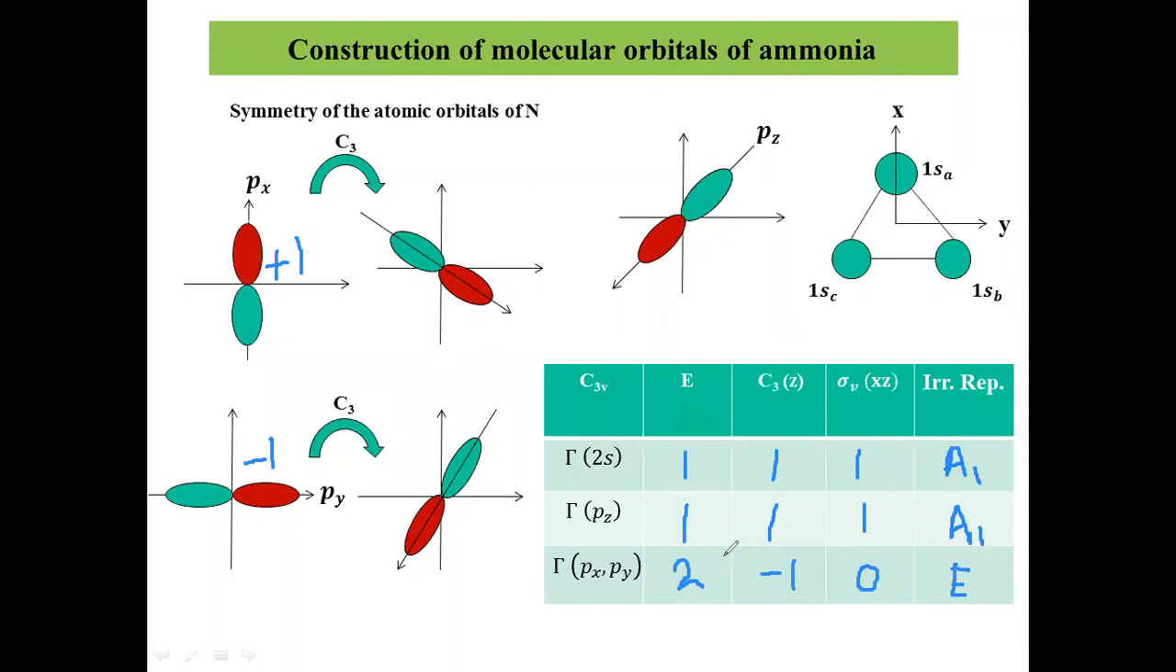So what do we get? We get the valence orbitals of a nitrogen atom, 2s and 2pz, both of them totally symmetric. So A1, A1. And Px, Py, they transform simultaneously. We get the doubly degenerate representation E. Now we have this irreducible representation, we have to combine this with the corresponding same symmetry of the SALCs, right? So that's what we are going to do now.